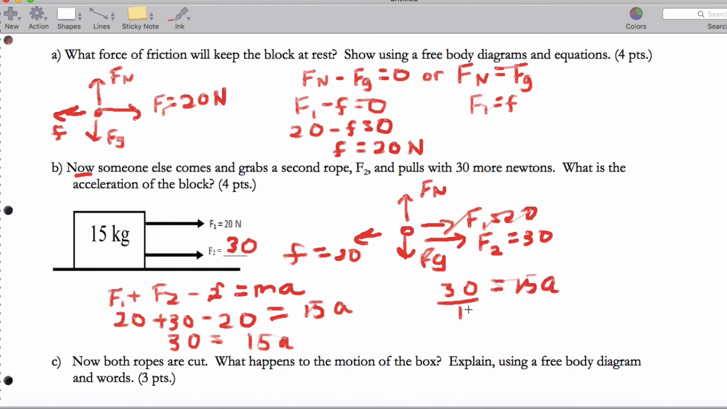And we're going to divide both sides by 15, and we're getting that a is 2 meters per second squared. That's our acceleration.